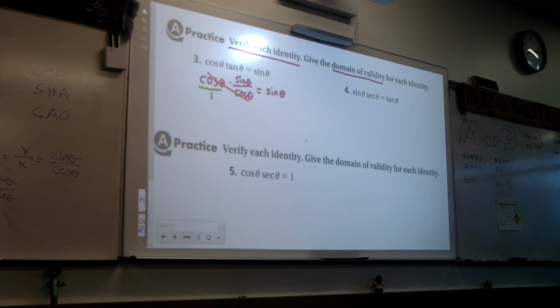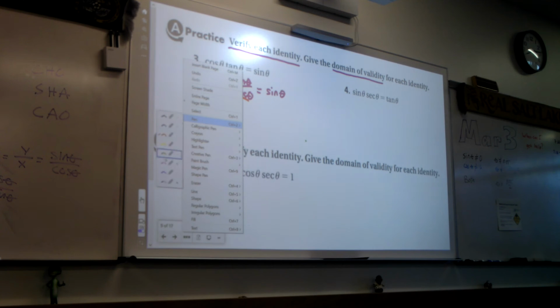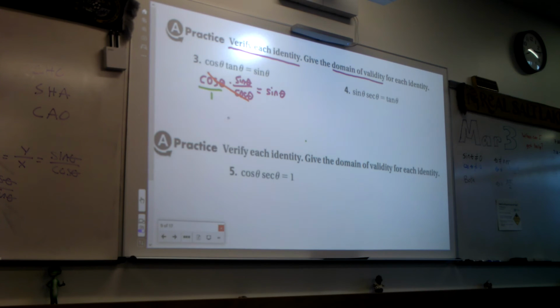Cosine over cosine is just 1, so then I get that sine is equal to sine. Is that a true statement? So, did we verify this identity? If you get the same thing on the left as you do on the right, then you verified it. Awesome. Great job. Now we do need to say, what is the domain of validity?